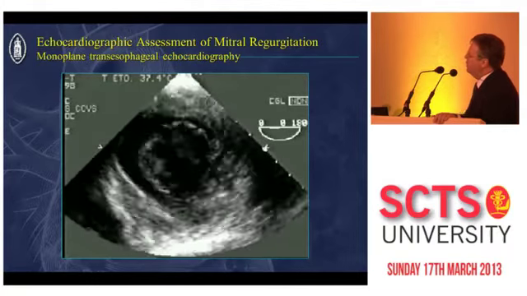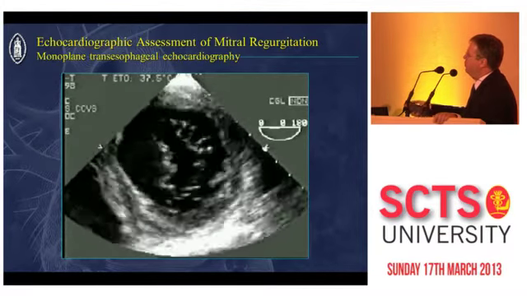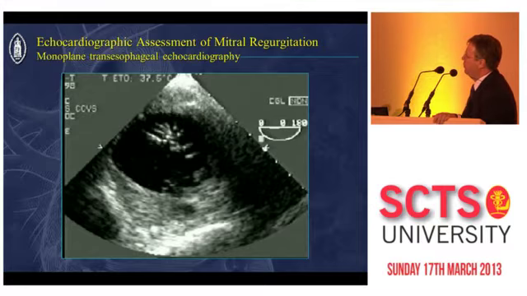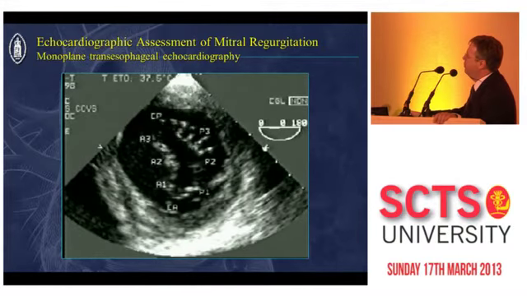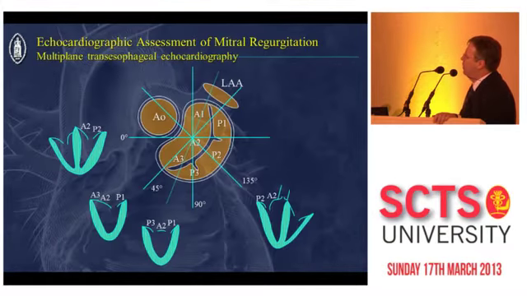Then you're still at 0 degrees, so even if you have a monoplane probe and nothing more, you can still have a beautiful view of the valve in the short axis view from the stomachal view, and you have, as I indicated, the posterior leaflet on your right and the anterior leaflet on your left.